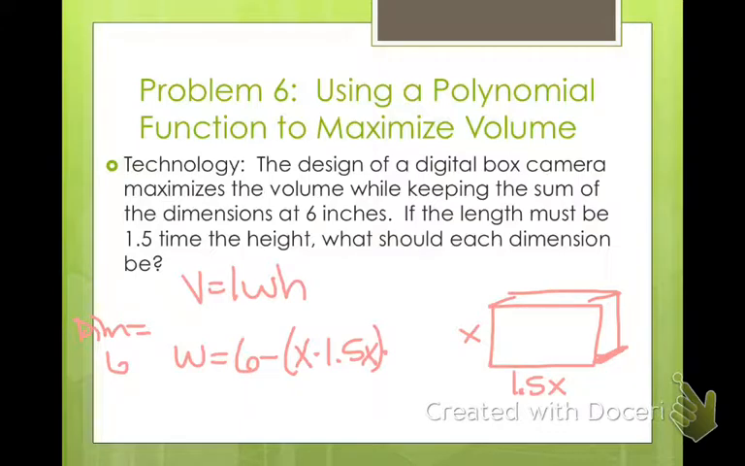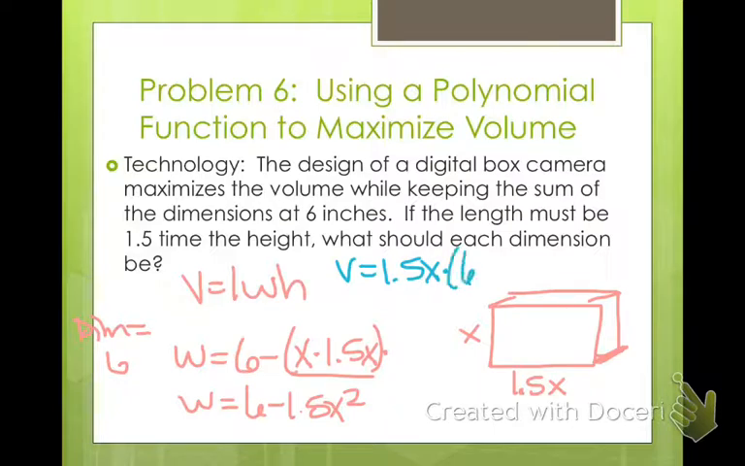So we can go ahead and multiply these. So width is 6 minus 1.5x squared. Wait, 6 minus 1.5x minus x, that is 6 minus 2.5x. And then we can plug in for length, height, and width. So volume equals 1.5x times our width, 6 minus 1.5x squared, times our height, x. This looks like a lovely problem.